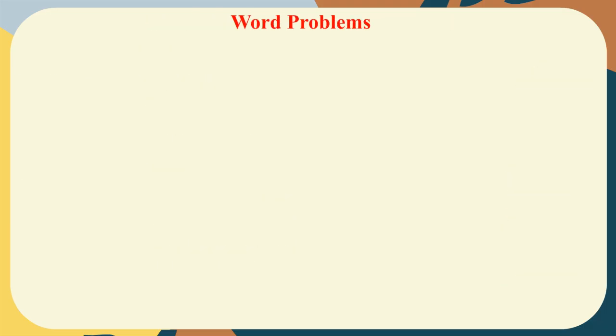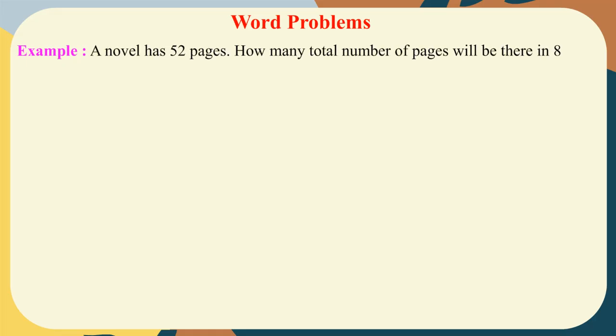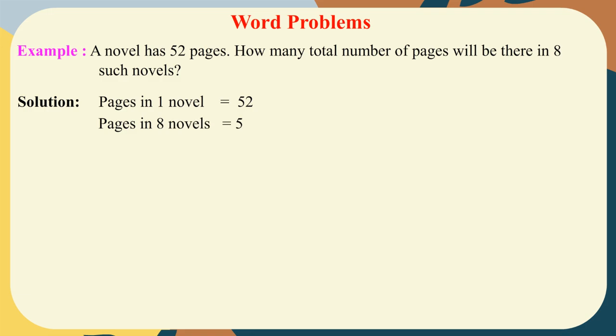Word problems. Example. A novel has 52 pages. How many total number of pages will be there in 8 such novels? Solution. Pages in one novel is equal to 52. Pages in 8 novels is equal to 52 multiplied by 8, which is equal to 416.